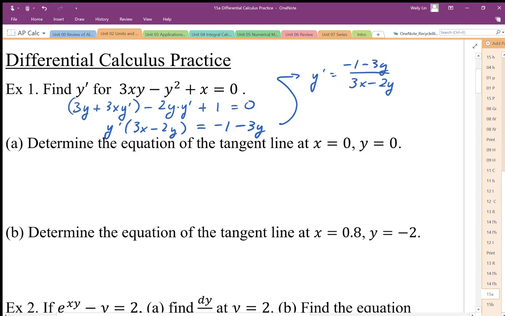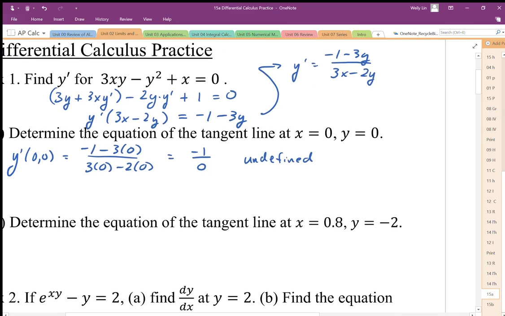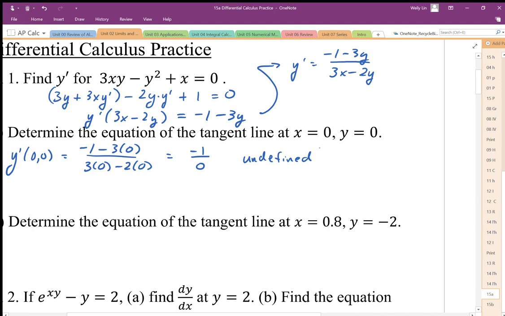Okay, so to determine the equation of the tangent line, we need to calculate the slope. So the slope at (0, 0): we substitute in 0 for x and 0 for y, so we end up with negative 1 minus 3 times 0, over 3 times 0 minus 2 times 0, so we end up with negative 1 over 0. So this slope is undefined. It's a vertical slope. Therefore, the equation of the tangent line is going to be the x-coordinate of this graph. So x equals 0 represents the equation of the tangent line.